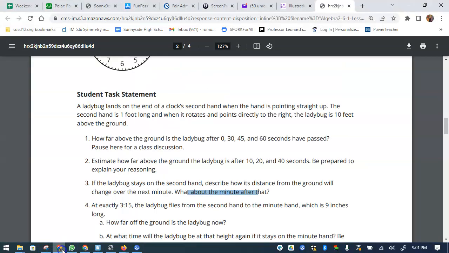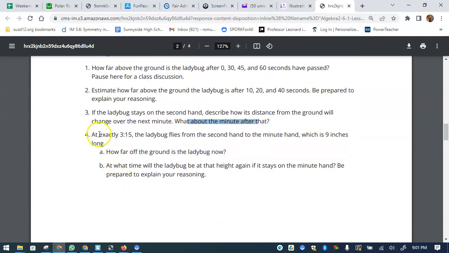Okay, so the fourth question: exactly at 3:15, that is when the hour hand is at 3 and it is 15 seconds past, the ladybug flies from the second hand to the minute hand, which is 9 inches long.